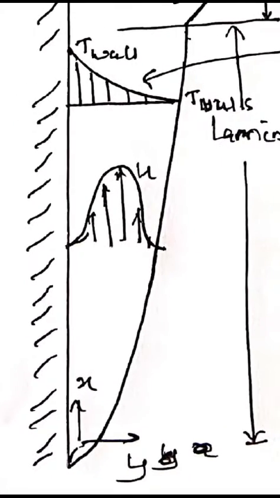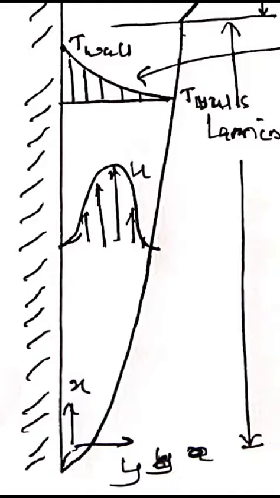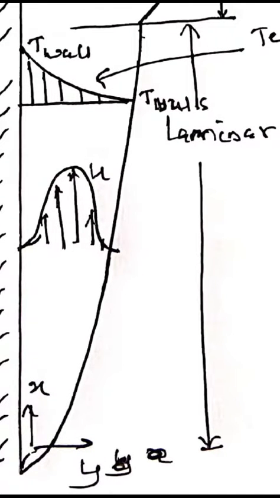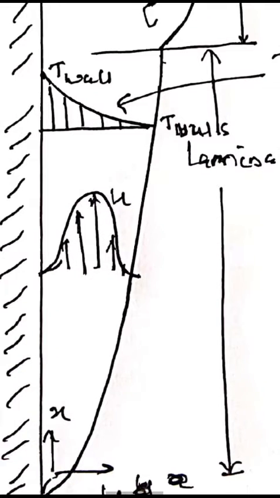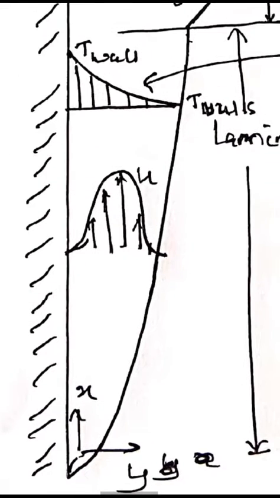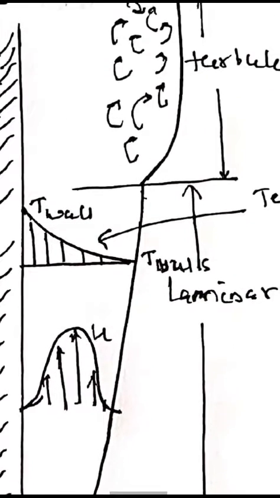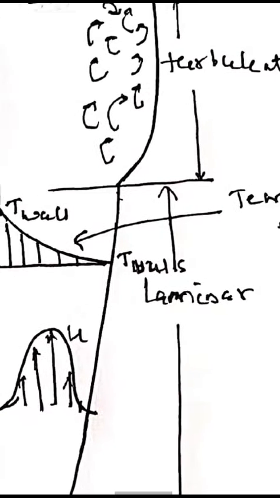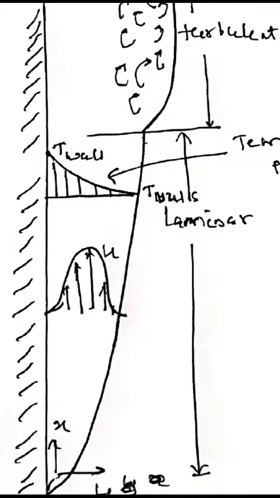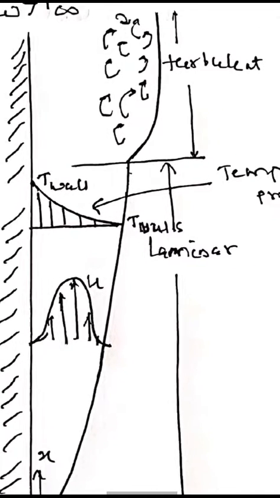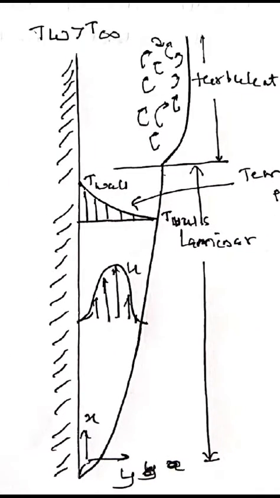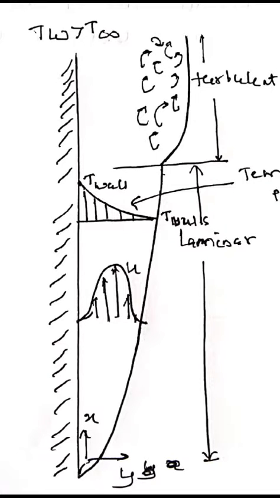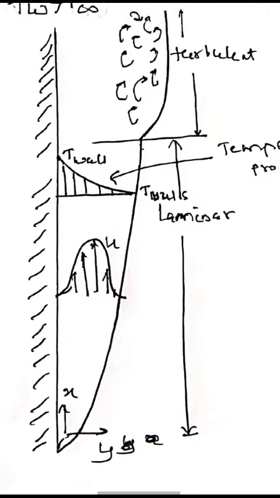Again we can see that the flow within the boundary layer is laminar up to some distance from the leading edge of the vertical plate, and it will be turbulent afterwards. Whether the flow within the boundary layer is laminar or turbulent depends upon a factor known as the Grashof number. Grashof number is defined as the ratio of buoyancy force to viscous force.